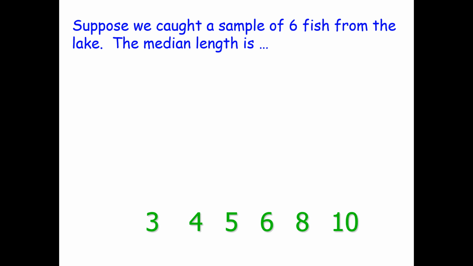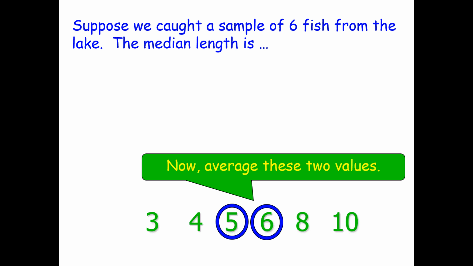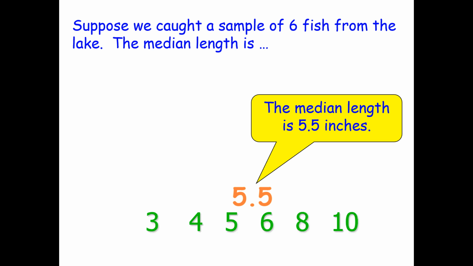Now suppose that we catch 6 fish from the lake. The median length is going to be what? Well, the numbers are in order, and this time n is even. So we're going to find 2 middle observations. We'll go from the outside, so 3 and 10, and 4 and 8, and we're at 5 and 6. Now that we're here, we're going to average these together. So we're going to add 5 and 6, divide by 2. 5 plus 6 is 11, and 11 divided by 2 is 5.5. So our median length here is 5.5 inches.